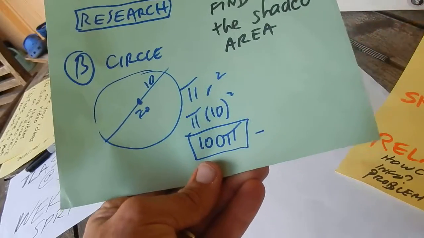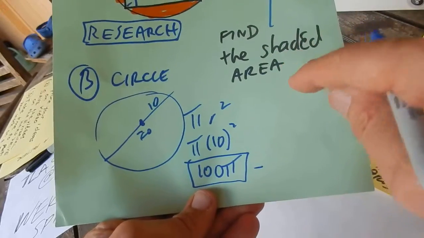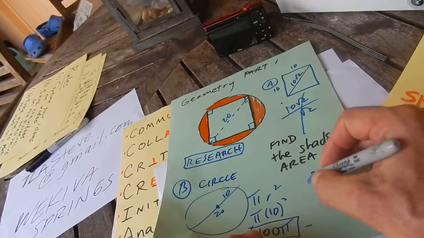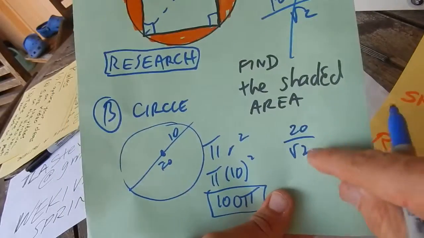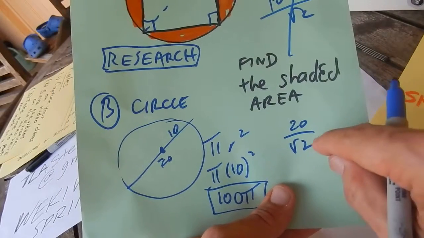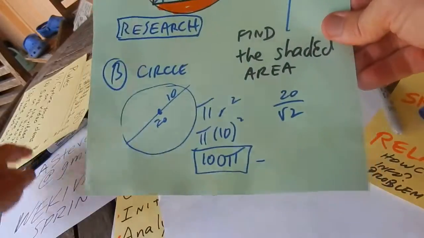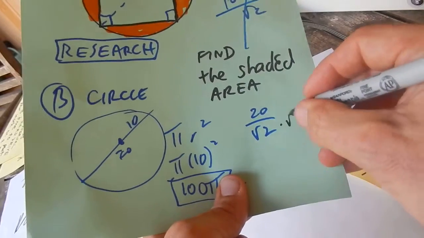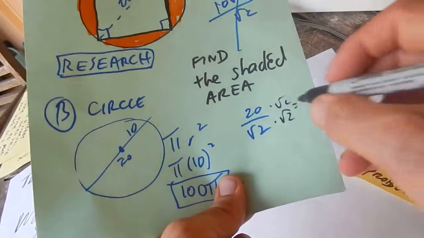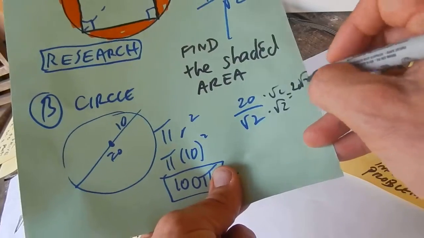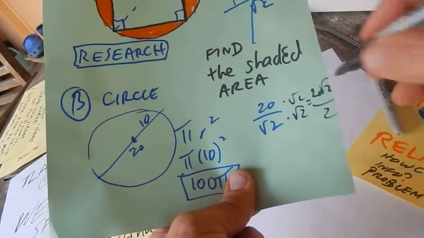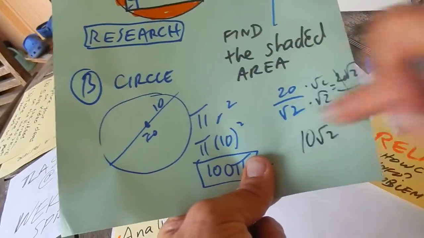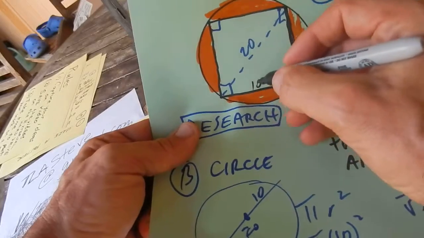Those of you who haven't quite figured this out yet, we're going to take the 20 and divide it by root 2. It's kind of weird to have that root 2 at the bottom. So if I multiply top and bottom by the same number, what's going to happen here? Root 2 times root 2. I'm going to get 20 root 2 all over 2. Those cancel, so I'm left with 10 root 2 as a side. So this right here is 10 root 2.